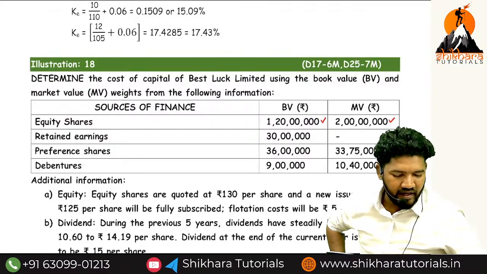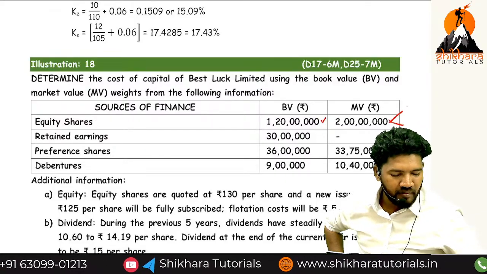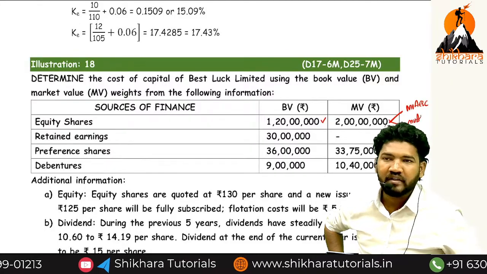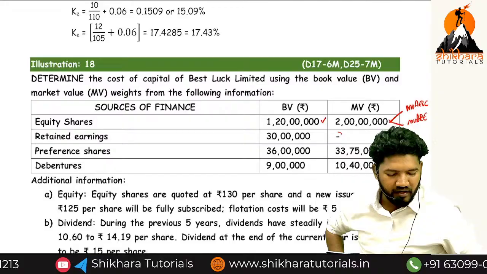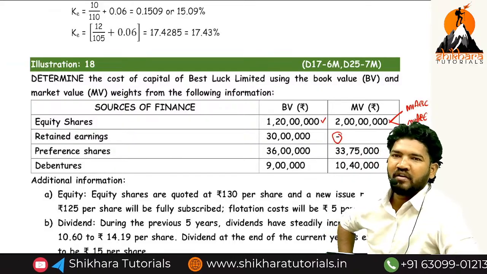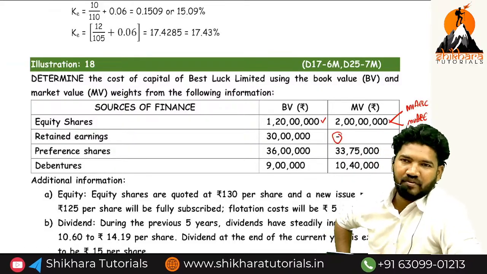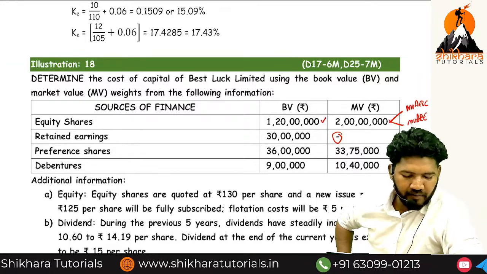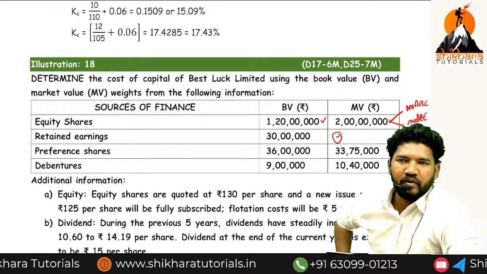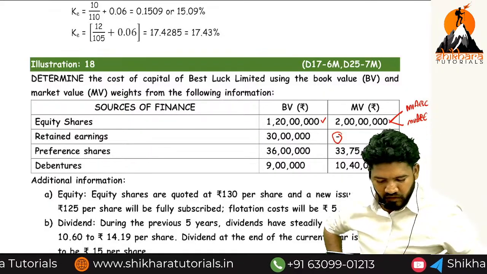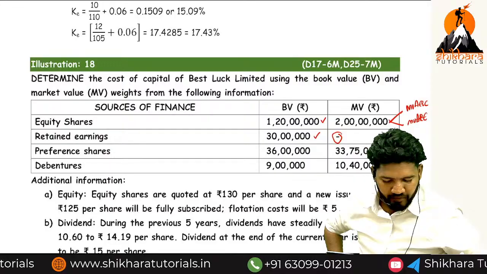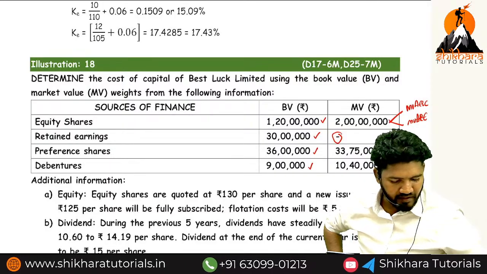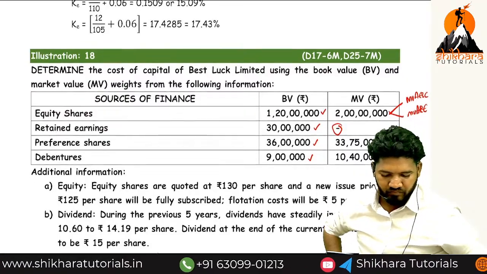But one point you have to consider. This 200 lakh is the market value of equity share capital, including retained earnings. That's why they are not given separately here. But students will make a mistake. There is no retained earnings for market value. Each and every point is covered here. So retained earnings of book value is there, preference shares, debenture, and preference share market value, debenture market value.